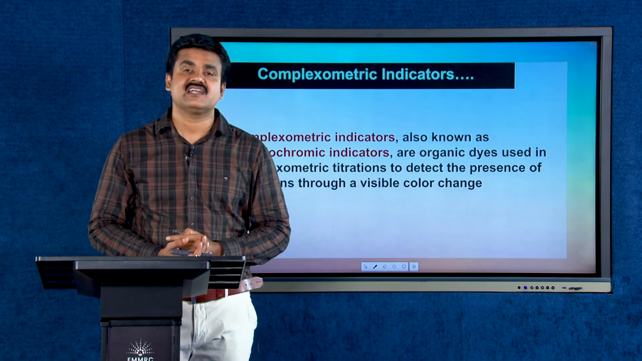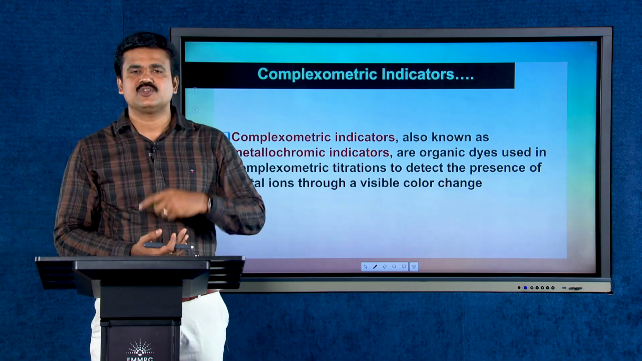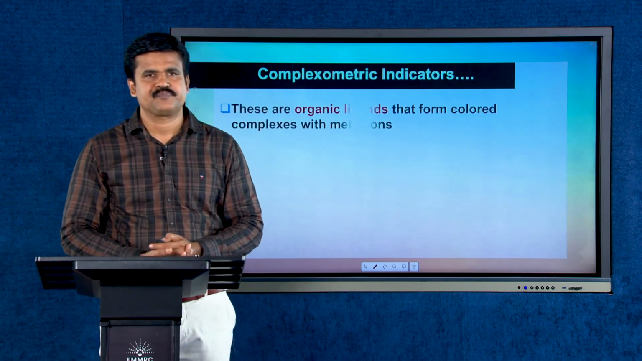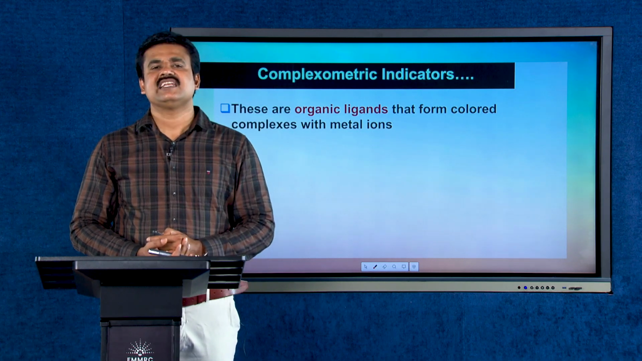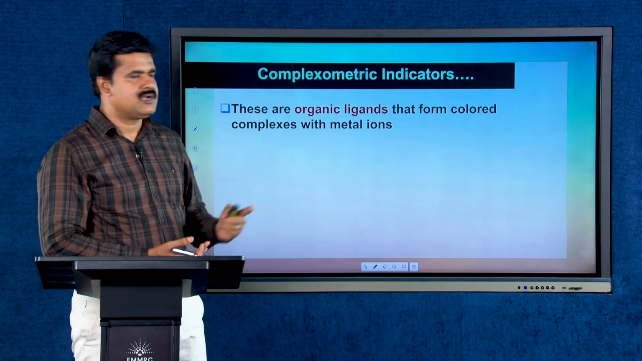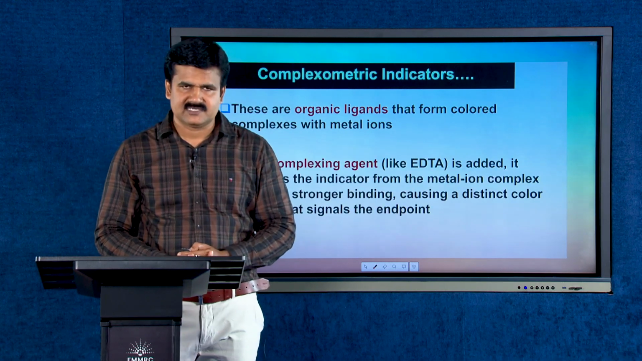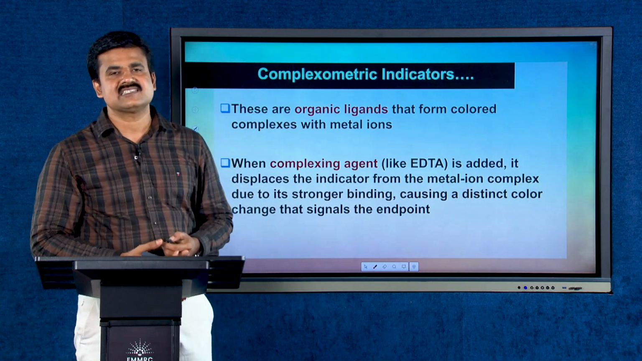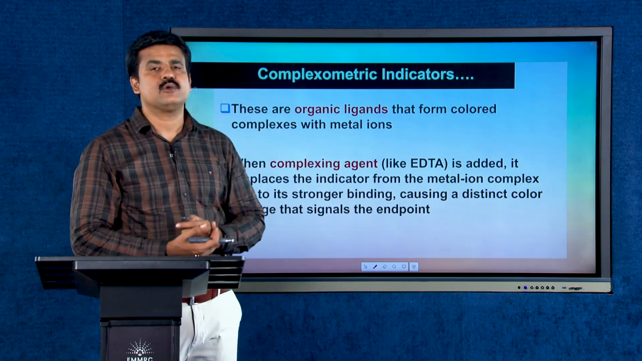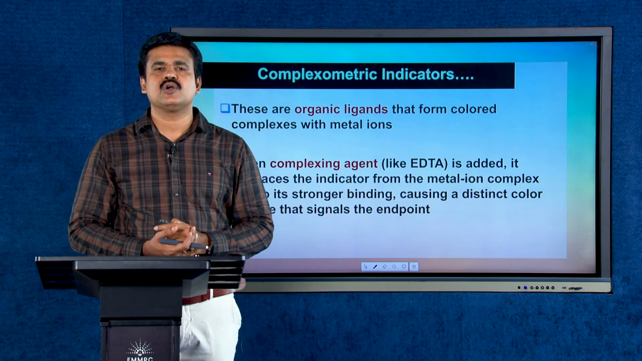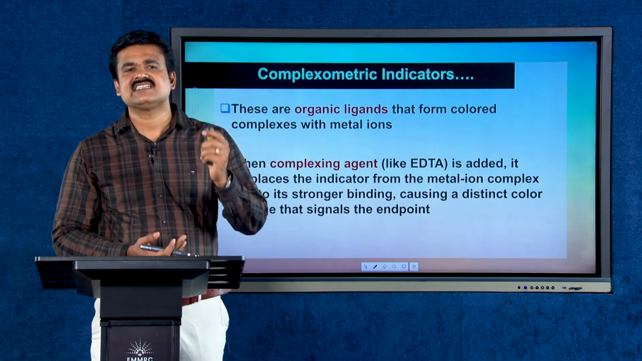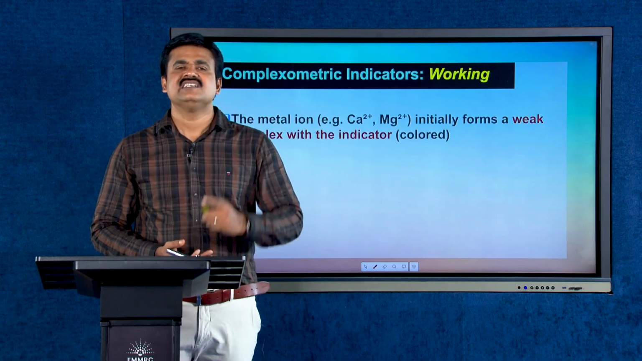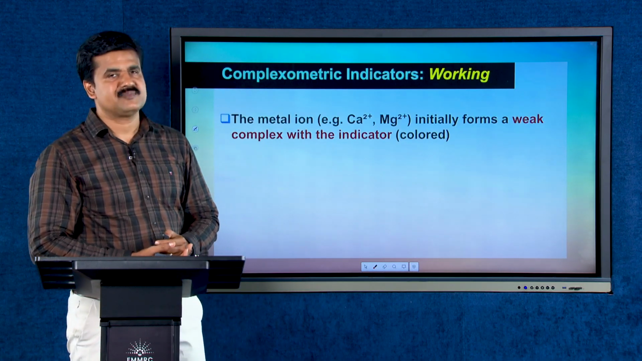And these are organic dyes used in complexometric titration to detect the presence of metal ions through a visible color change. Now, these complexometric indicators are organic ligands that form colored complexes with metal ions. When a complexing agent like ethylene diamine tetraacetic acid is added, it displaces the indicator from the metal ion complex due to strong binding, causing a distinct color change that signals the endpoint. This is the working principle of complexometric indicator.